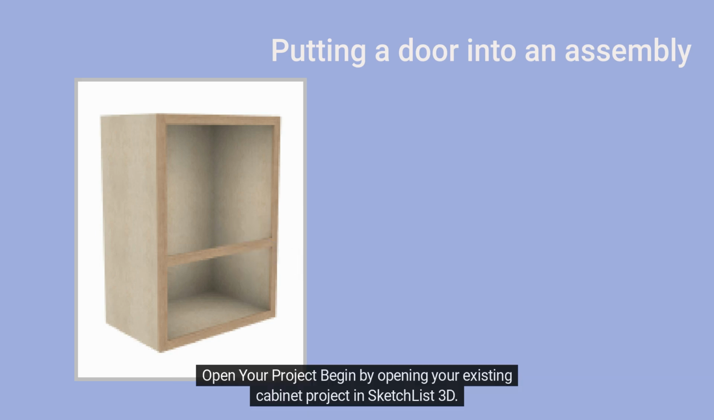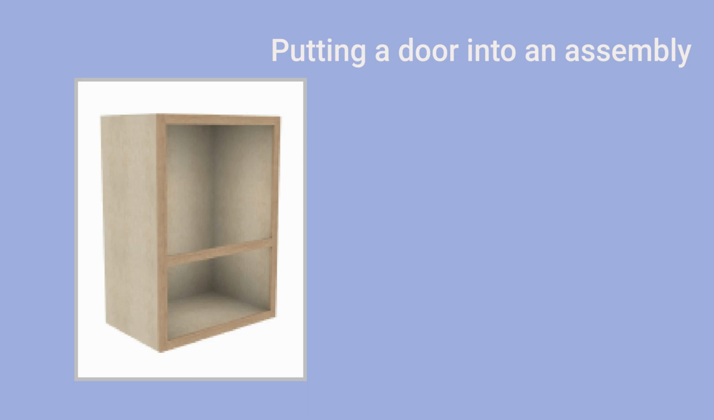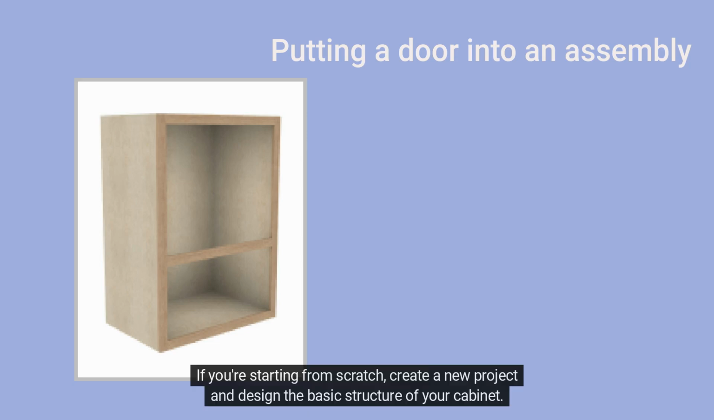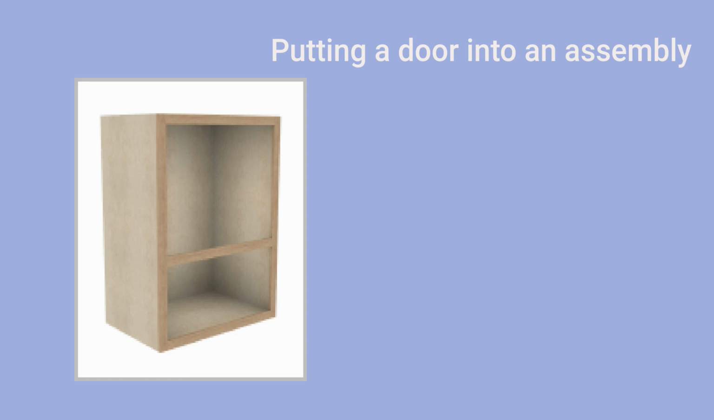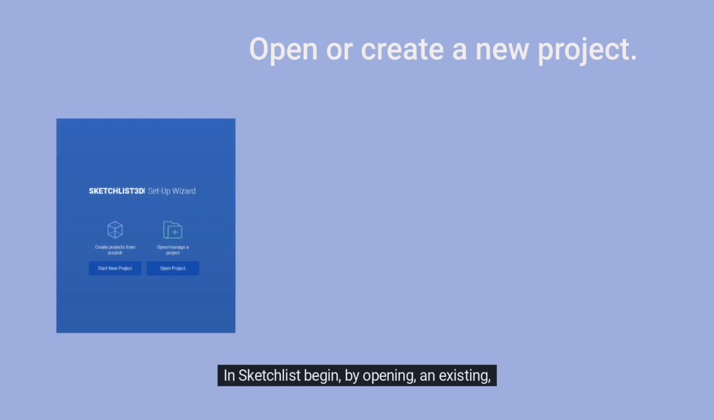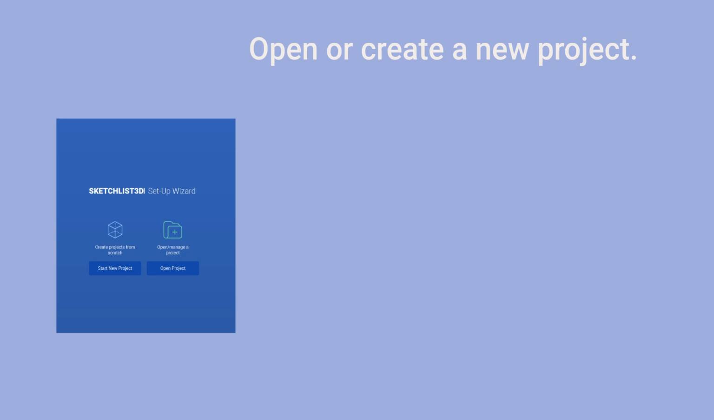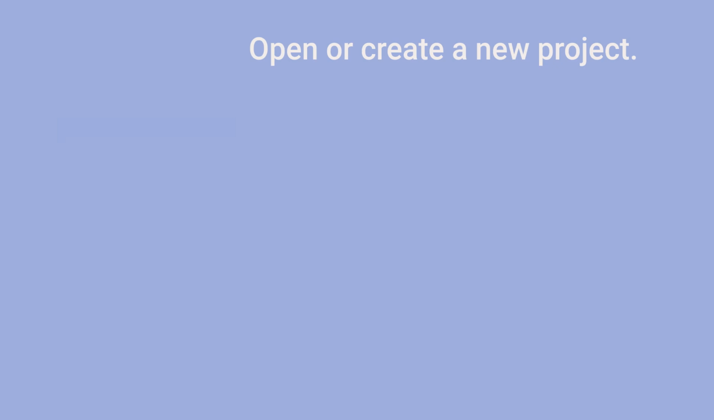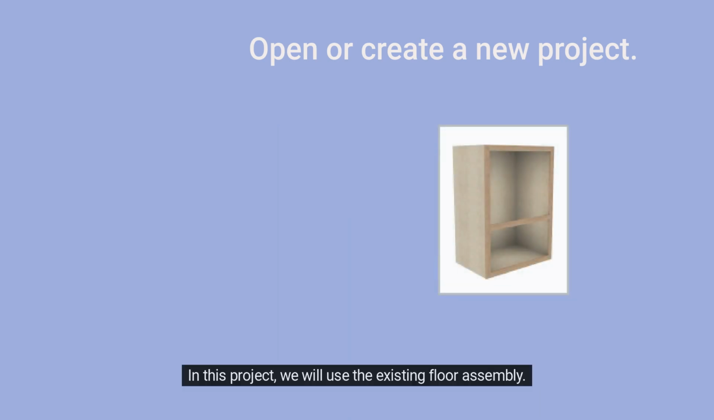Open your project. Begin by opening your existing cabinet project in Sketchlist 3D. If you're starting from scratch, create a new project and design the basic structure of your cabinet. In Sketchlist, begin by opening an existing project or creating a new project. In this project, we will use the existing floor assembly.